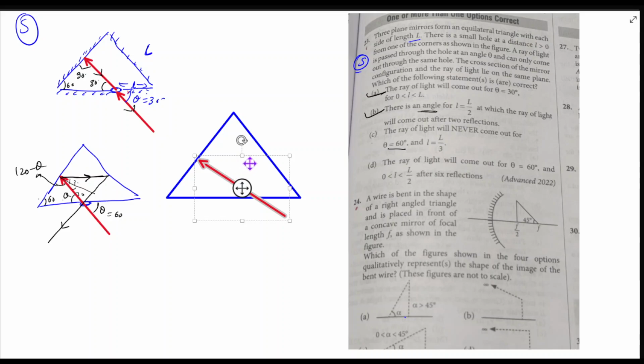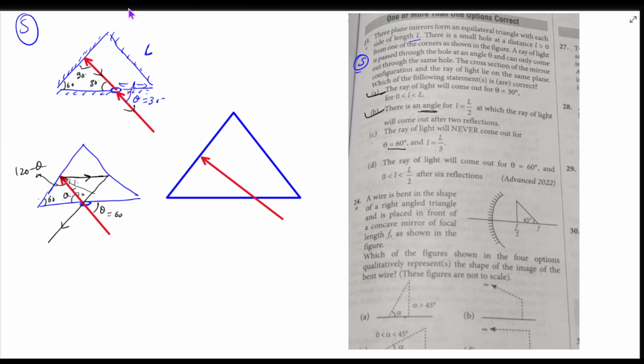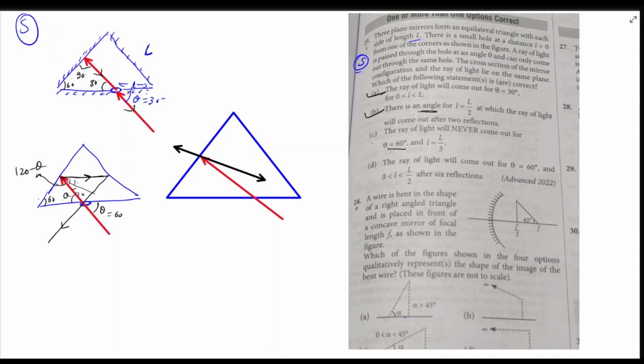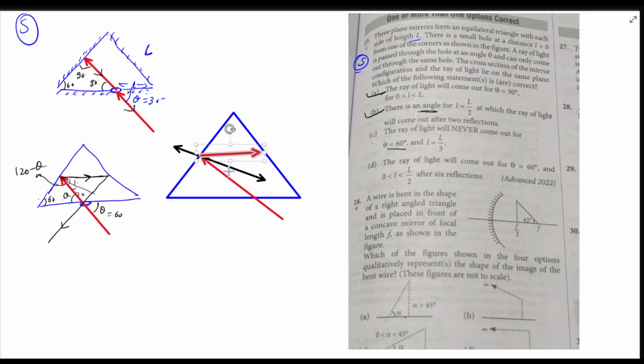Okay, right? Now let me rotate it a little bit. Now, this is our 90 degree, right? So this ray will go like this. Oh, okay, let me check. So let's write the situation first. So this is angle 30 degree, right? Oh, okay, so this is 60.